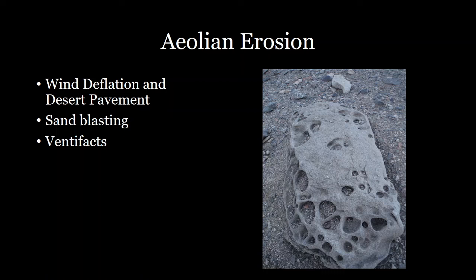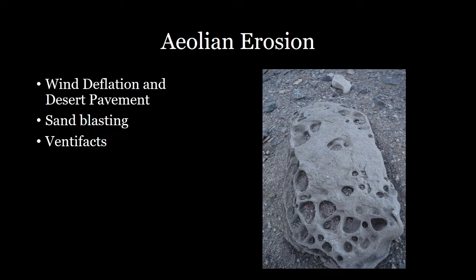So ventifacts are rock formations that are formed from aeolian erosion. So that previous rock was an example of one, and this is another example. This is a picture that I took in Antarctica. I was working in a location called the McMurdo Dry Valleys, which is one of the few locations in Antarctica that's not covered in ice. It's an ice desert, so there's not enough snowfall to actually form glaciers there. And so there's also a lot of wind in that location.